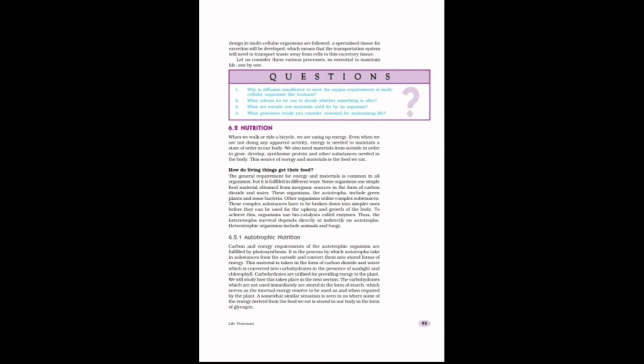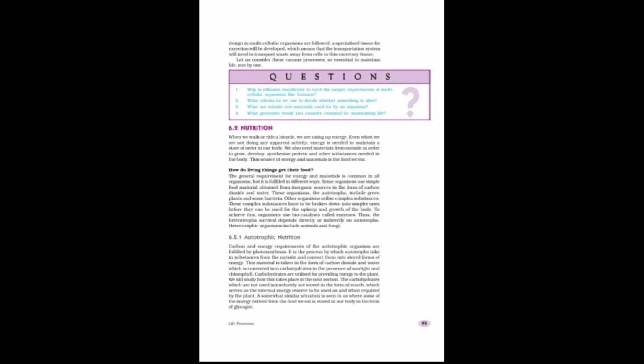6.2.1 Autotrophic Nutrition. Carbon and energy requirements of the autotrophic organisms are fulfilled by photosynthesis. It is the process by which autotrophs take in substances from the outside and convert them into stored forms of energy. This material is taken in the form of carbon dioxide and water, which is converted into carbohydrates in the presence of sunlight and chlorophyll. Carbohydrates are utilized for providing energy to the plant. We will study how this takes place in the next section.